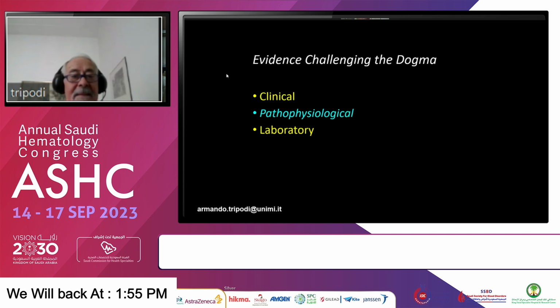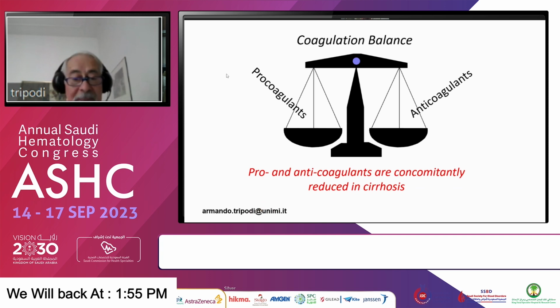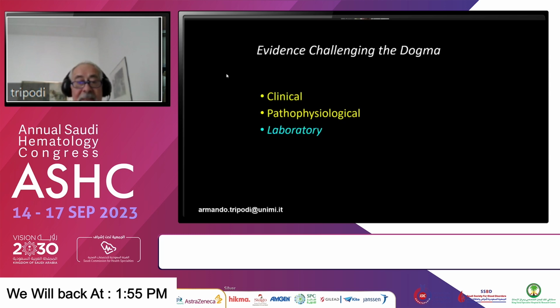The second evidence challenging the dogma is pathophysiological. I'm very brief here. You know that coagulation is the result of the action of procoagulants, which are contrasted by the anticoagulants. But we know that the pro and anticoagulant factors are concomitantly reduced in cirrhosis. So there should be a rebalance of coagulation in this condition.